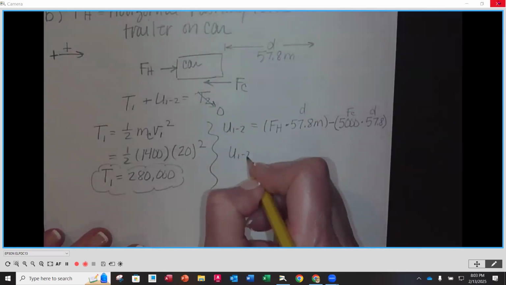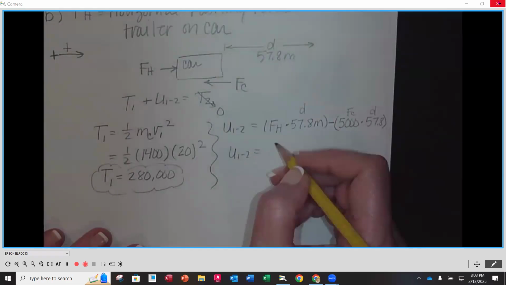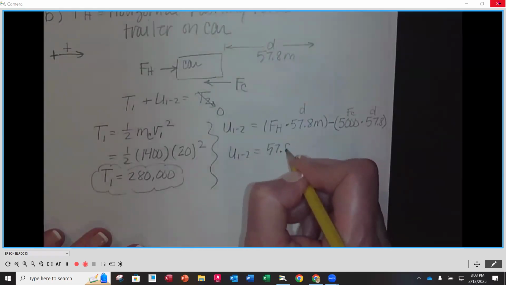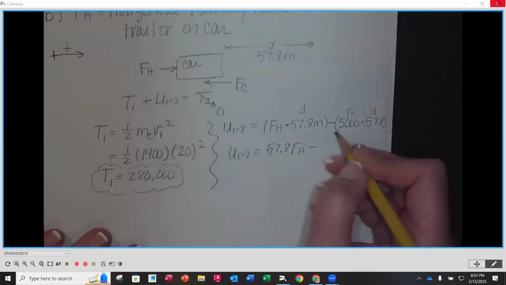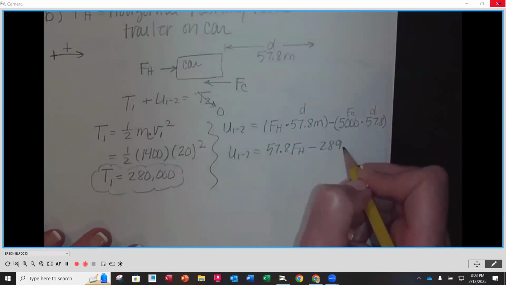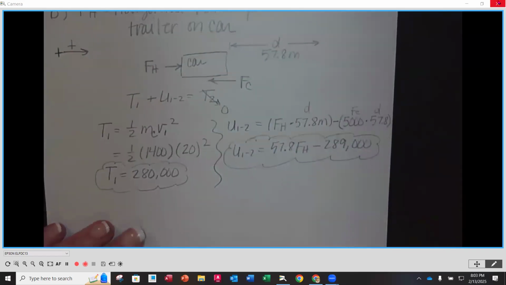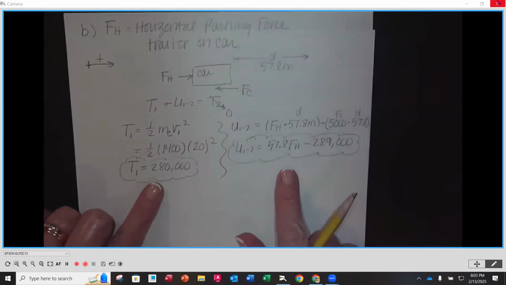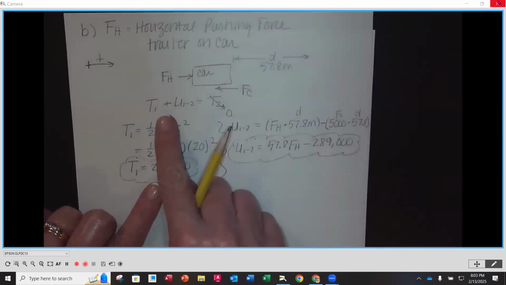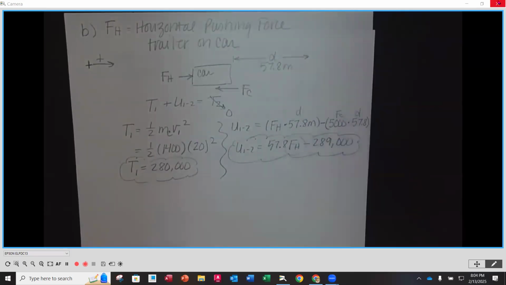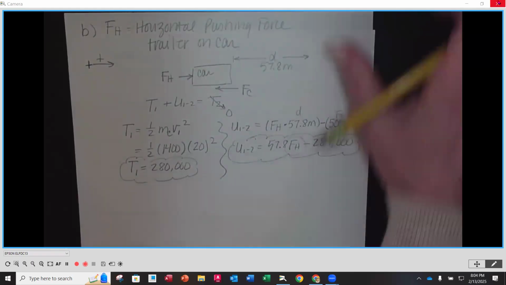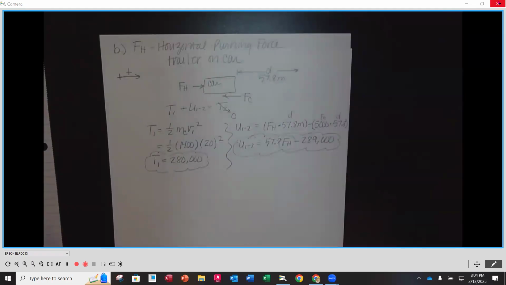So our U1 to 2 should come out to be 57.8 FH minus 289,000. And now those are the two parts of the work energy theorem here, and your only unknown is that horizontal force on the car. And I'll let you guys finish that one up on that part too. Okay. Any questions? That should be enough. I think that should be enough to be able to finish that out.